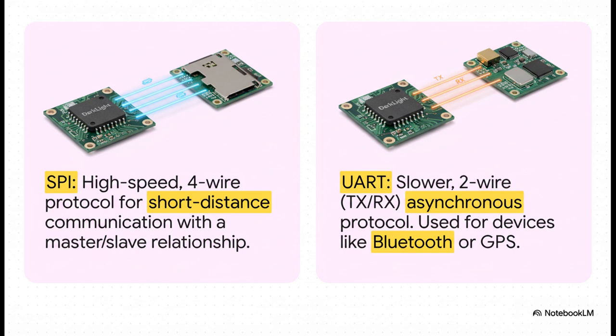Another really common one is UART. Now, it's slower and only uses 2 wires, but it's absolutely perfect for devices like a GPS or a Bluetooth module, where raw speed isn't the number one priority.